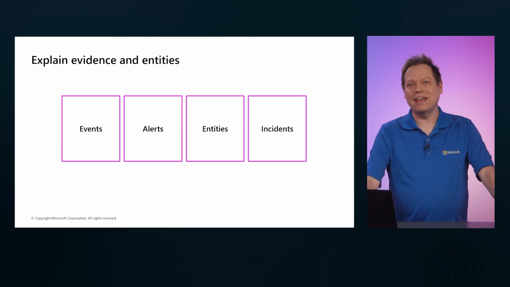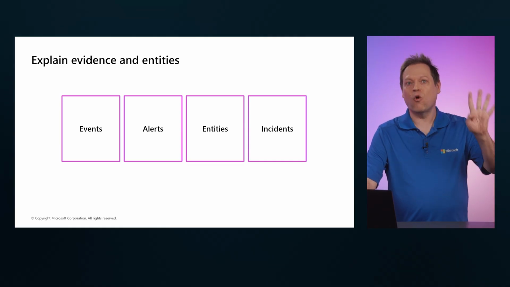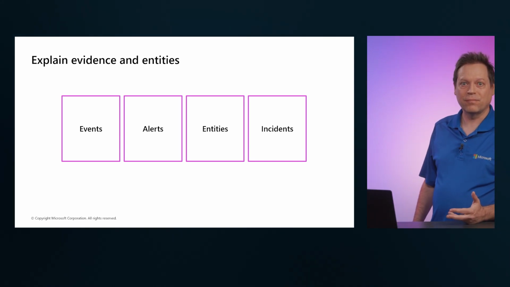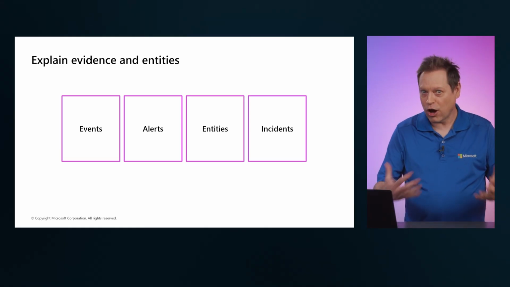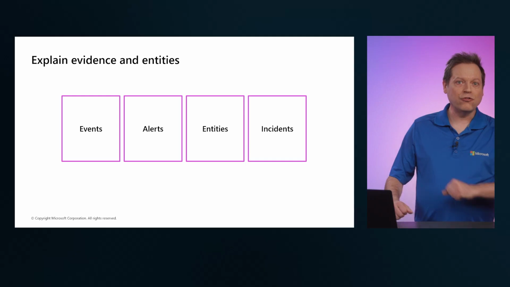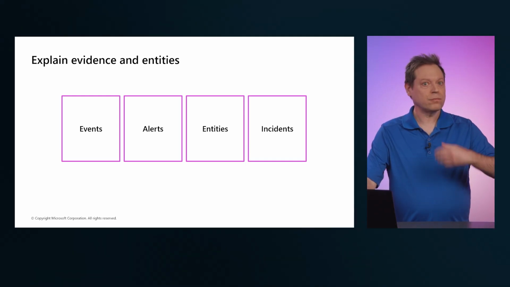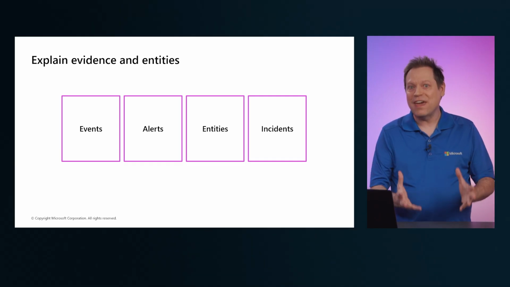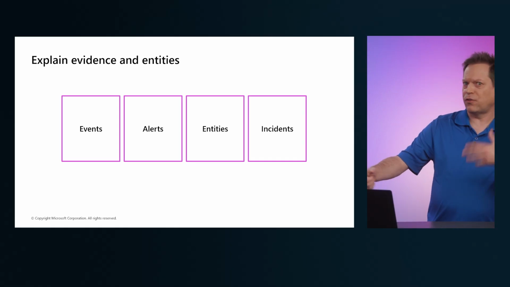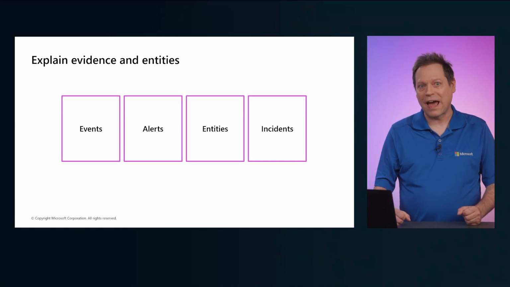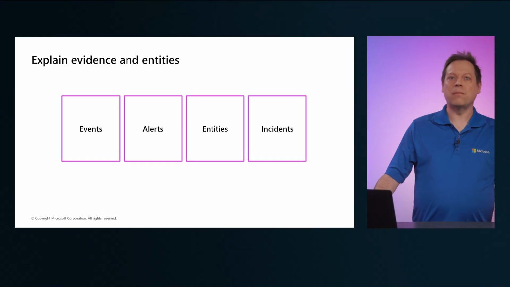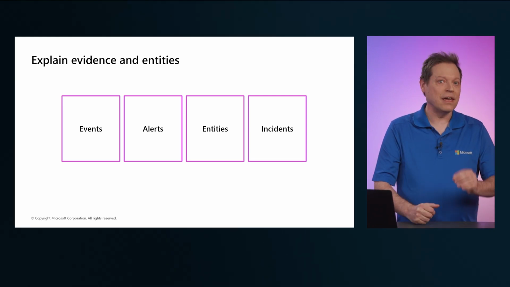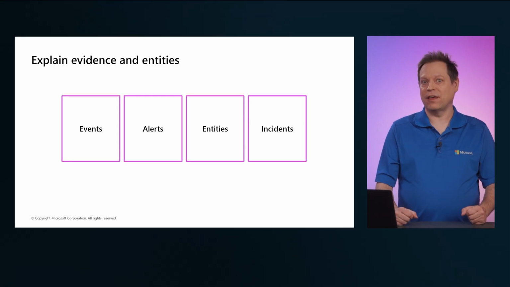To understand an investigation, it helps to connect four core concepts: events, alerts, entities, and incidents. Events are the raw records, log entries, and signals. Alerts are detections generated by rules or products when something looks suspicious. Entities are the things involved: the user, the host, IP addresses, or even applications. Incidents then bring everything together by grouping related alerts and entities into a single case you can investigate and manage.